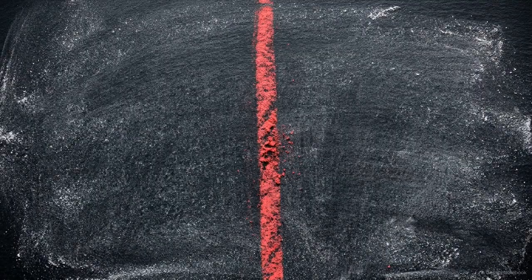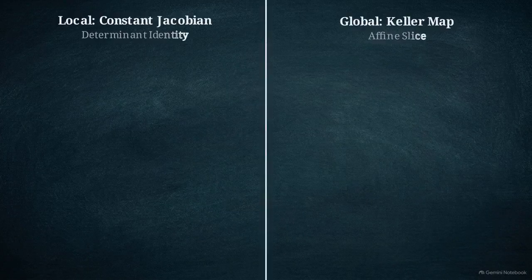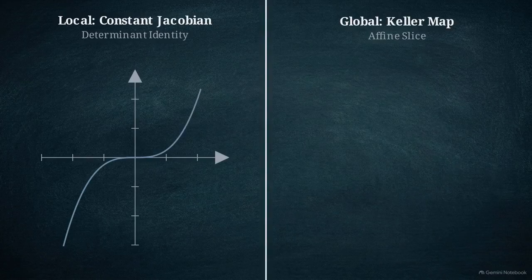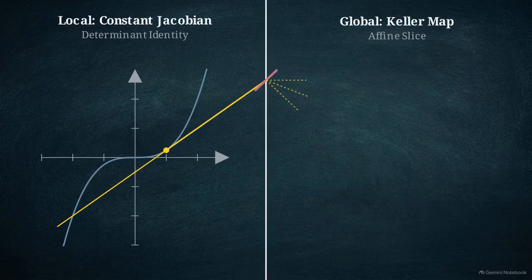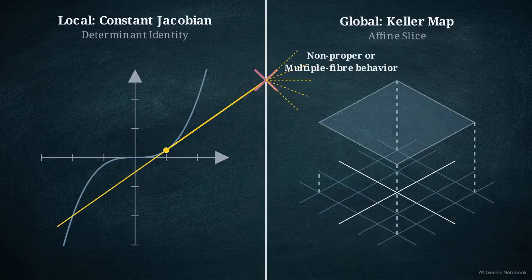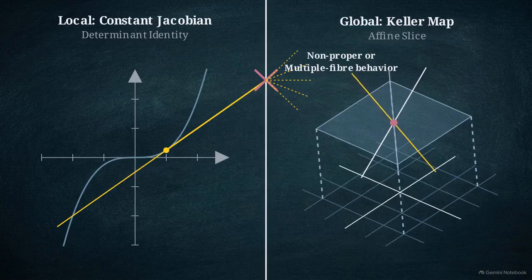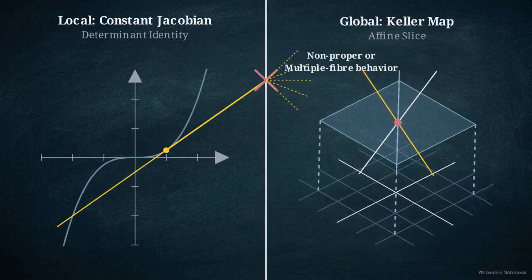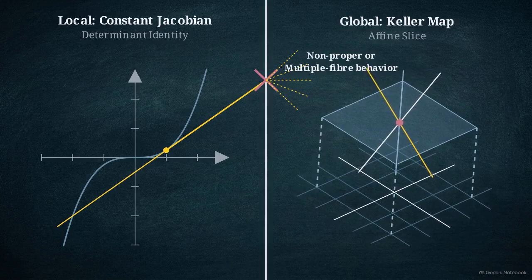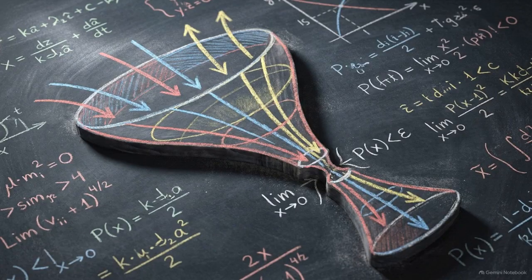However, a rigorous mathematical release must define its own boundaries, and there is a strict separation between local and global conditions here. Having a constant Jacobian serves only as a local differential condition. This determinant-like identity does not automatically produce a Keller map on affine space. For a Keller map to exist, a factorization slice must additionally be an actual affine space and exhibit the required global non-proper or multiple fiber behavior. That affine slice recognition problem remains the central, unresolved geometric bottleneck in this field.